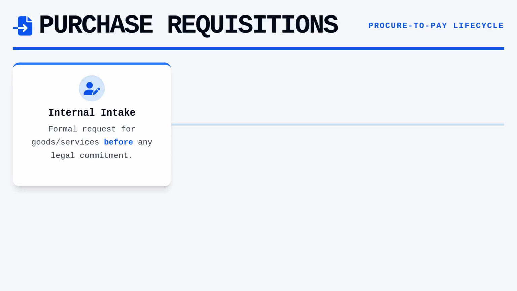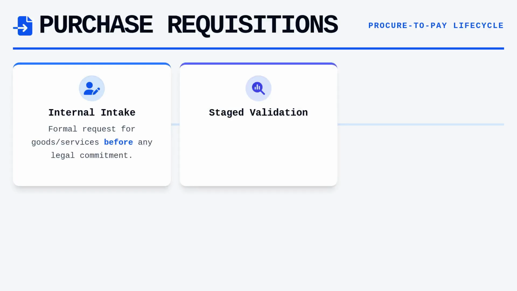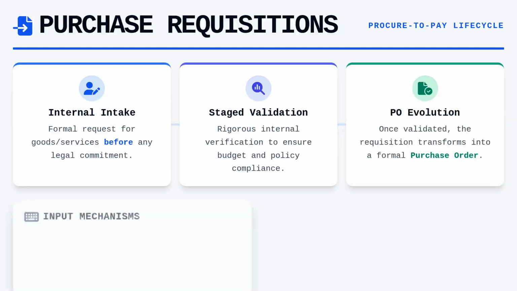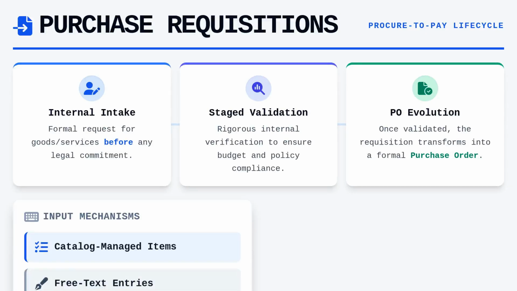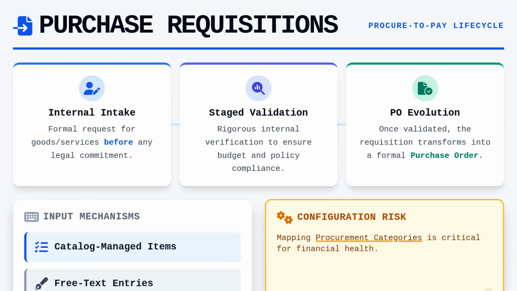From a structural perspective, you should view the requisition as a staged document that undergoes validation before it evolves into a purchase order. The system allows for two primary input methods: catalog items managed via procurement categories, or free text entries for non-catalog goods. You must configure these procurement categories carefully because they dictate not only the financial accounts used for posting, but also which items are available for selection in the self-service web interface. If a category is not properly mapped to a vendor or an account structure, the requisition process will fail at the financial encumbrance stage, often leading to confusion during the month-end reconciliation process.